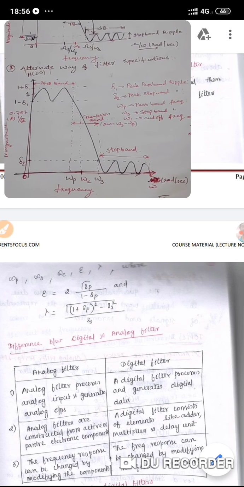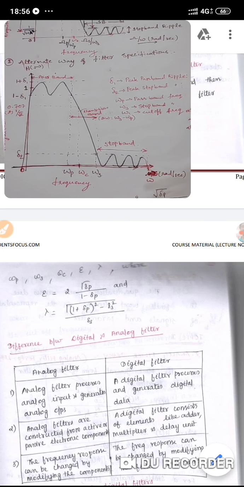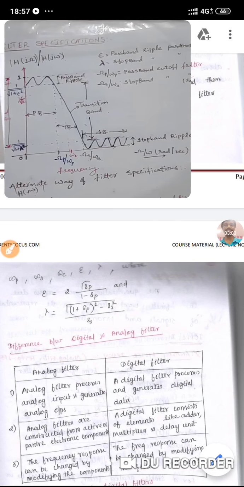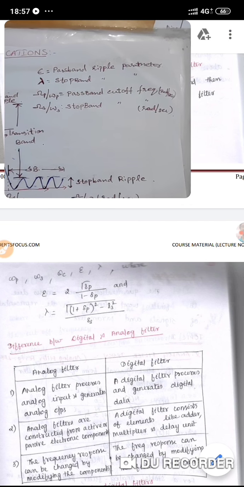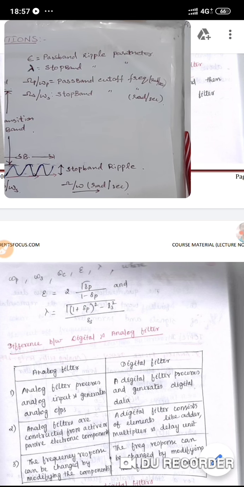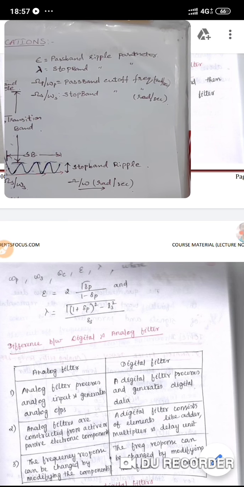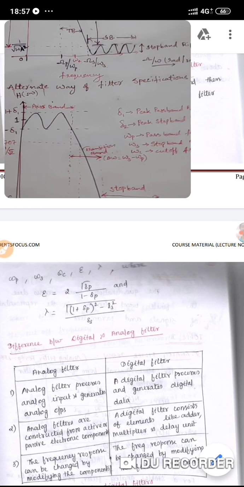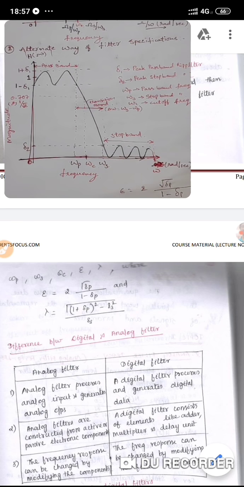And the alternate way of specifying the filter specifications is like this, where epsilon is the passband ripple parameter, lambda is the stop band ripple parameter, omega p is the passband cutoff frequency in radians per second, and omega s is the stop band cutoff frequency in radians per second. And in a similar way, we will specify the filter specifications in the alternate way.